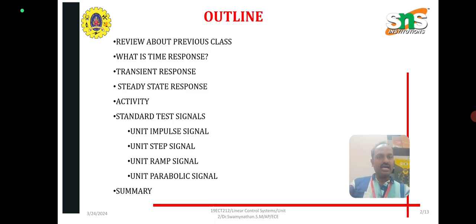So first the outline of the topic is a review of the previous class. Last class we discussed the signal flow graph using Mason's gain formula. Next we cover time response, transient response, steady state response. Following the activity we will discuss the standard test signals: unit impulse signal, unit step signal, unit ramp signal, and unit parabolic signal, and then the summary.